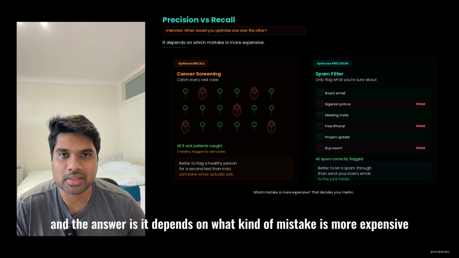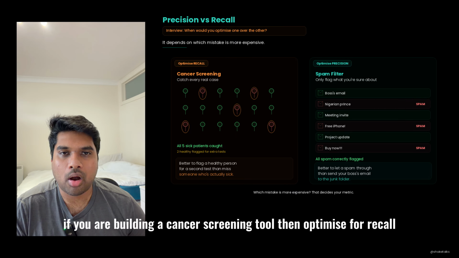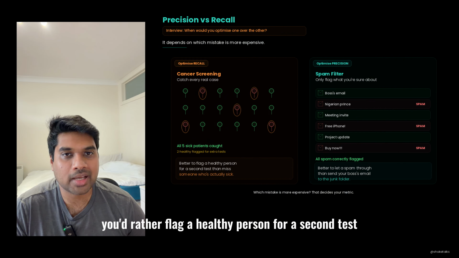If you are building a cancer screening tool, then optimize for recall. You would rather flag a healthy person for a second test than miss someone who is actually sick. If you are building a spam filter, optimize for precision. You would rather let a spam email through than send your boss's email to the junk folder.